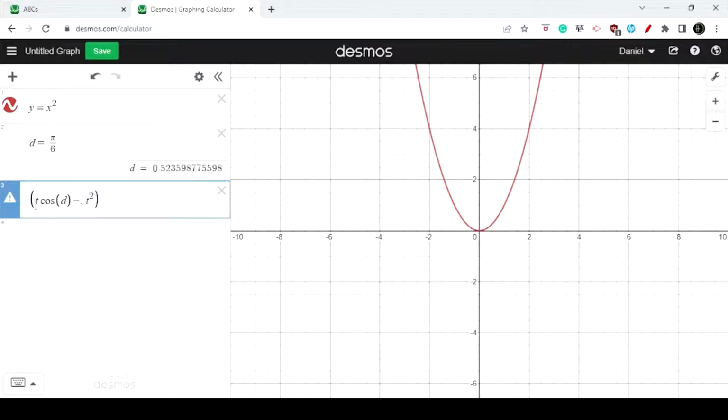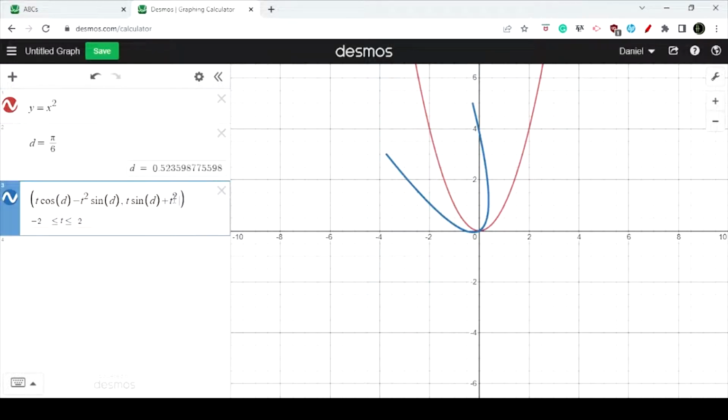All right. So it's t cosine of the angle in radians minus our function t squared times sine of our angle, and then this would be t sine of the angle plus t squared times the cosine of that angle. And you can see this rotation happening here.